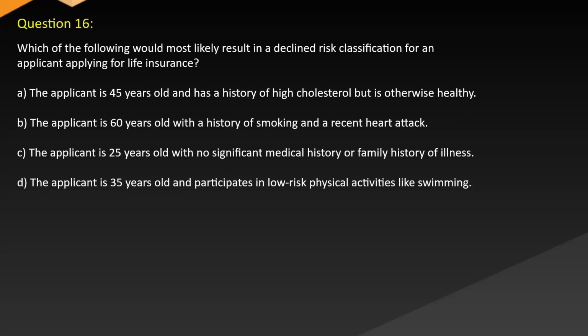Question 16. Which of the following would most likely result in a declined risk classification for an applicant applying for life insurance? A. The applicant is 45 years old and has a history of high cholesterol but is otherwise healthy. B. The applicant is 60 years old with a history of smoking and a recent heart attack. C. The applicant is 25 years old with no significant medical history or family history of illness. D. The applicant is 35 years old and participates in low-risk physical activities like swimming.